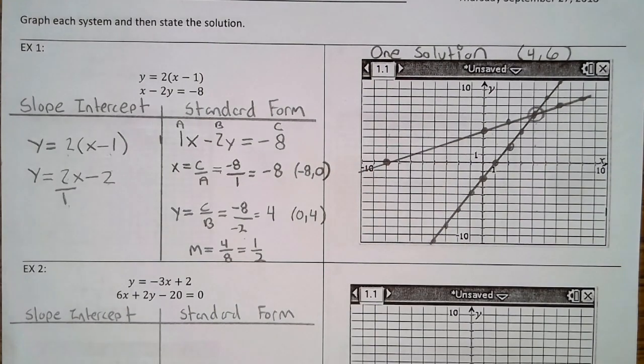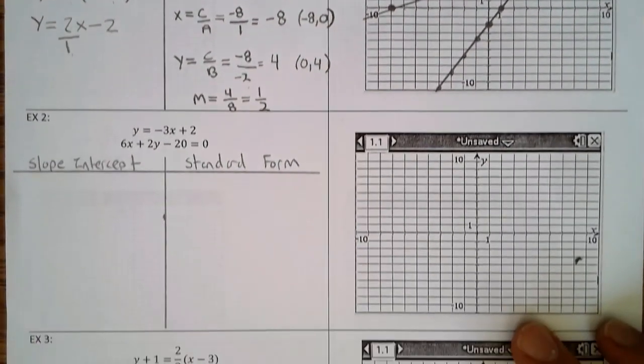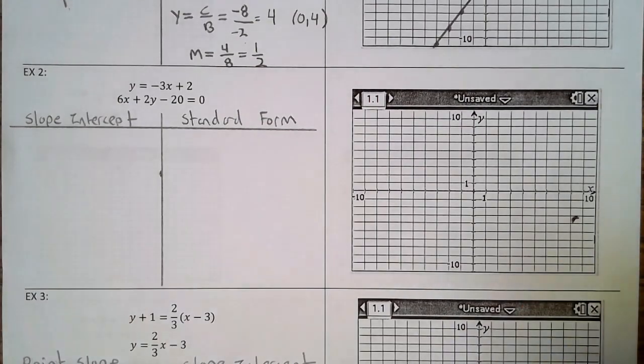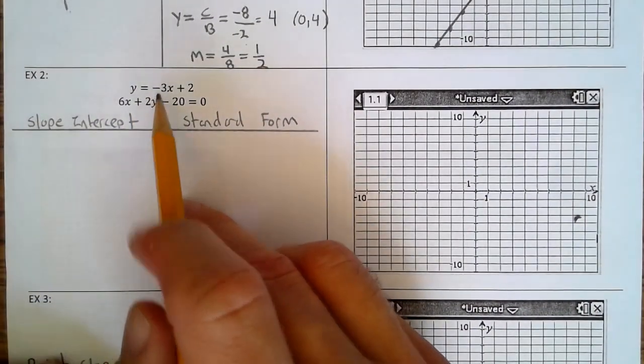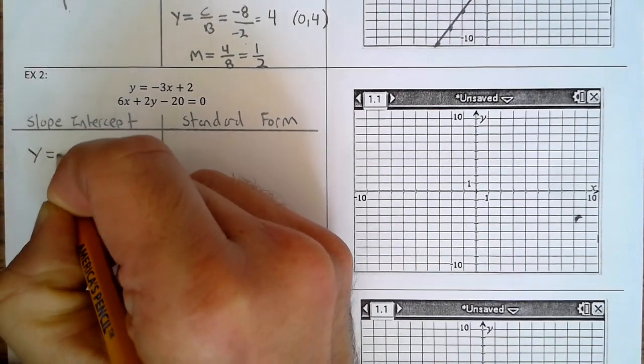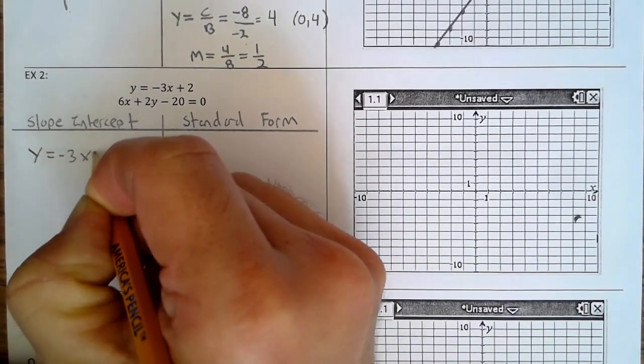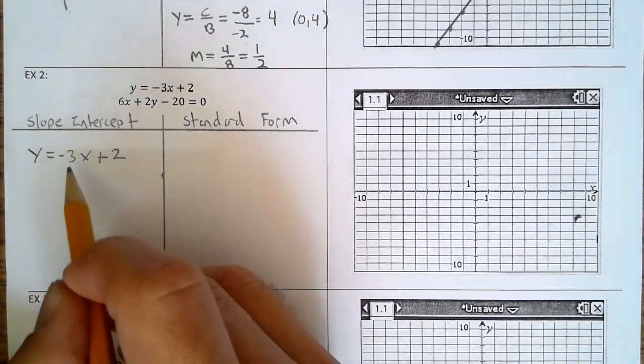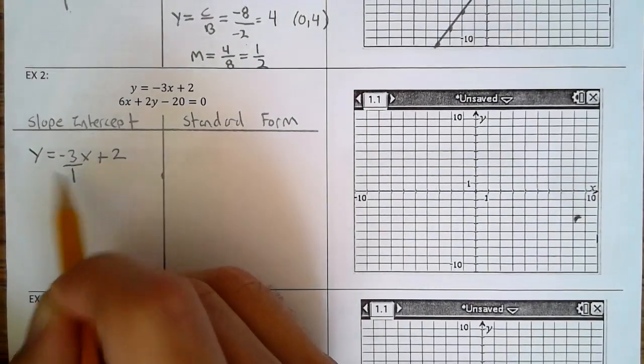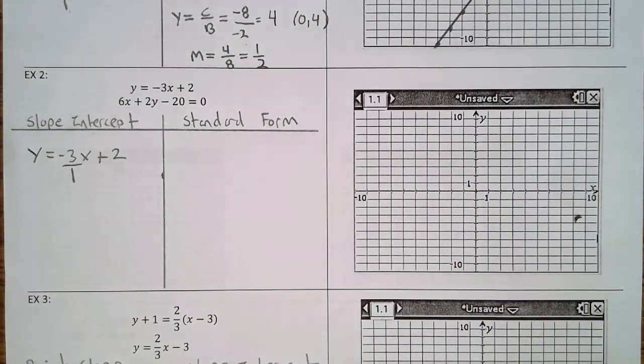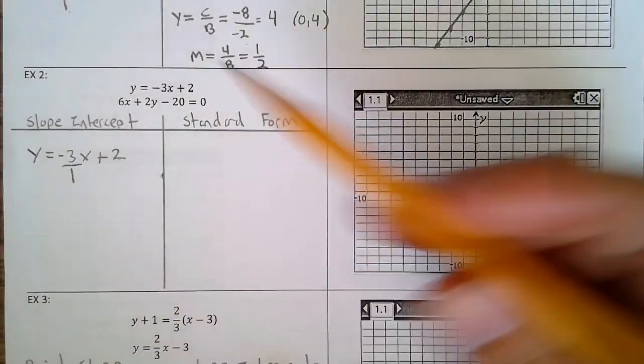Let's look at example 2. All right, so again, we separate the two equations and look at what they are. The first one is slope-intercept form. Now we know slope is rise over run, so we're going to divide this by 1. Okay, so we graph our y-intercept first, which is 0, 2.